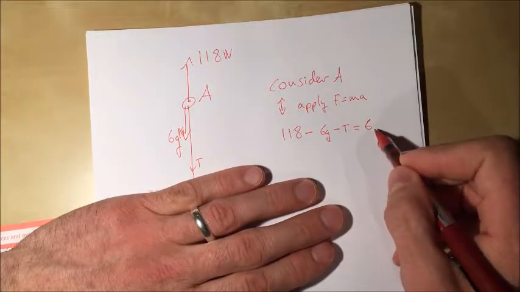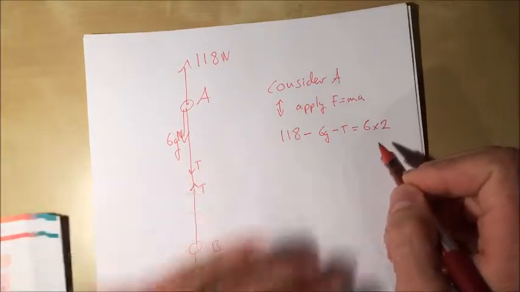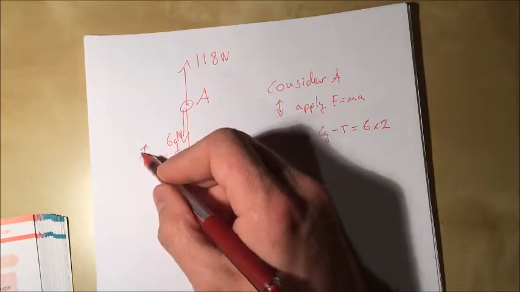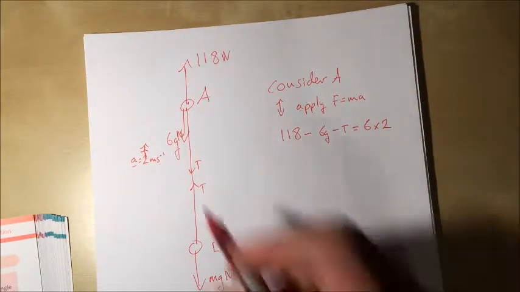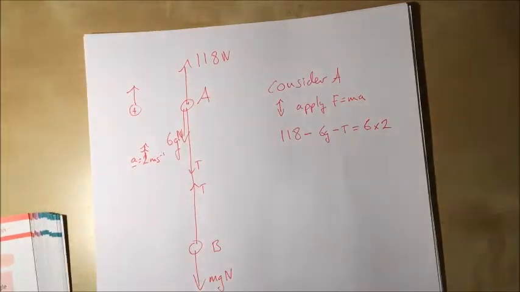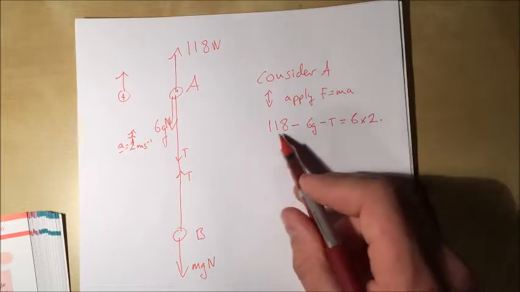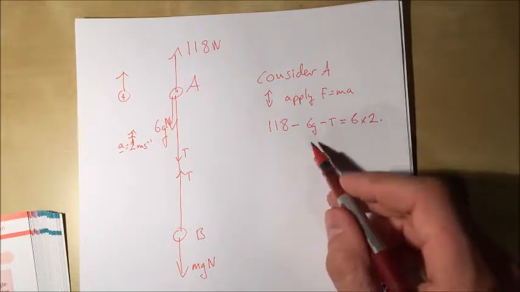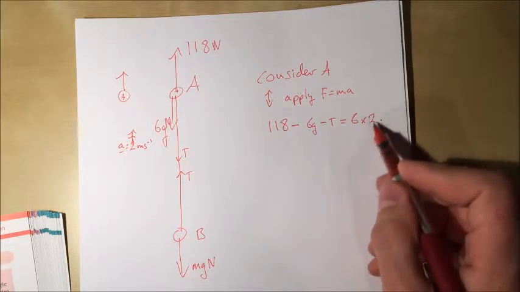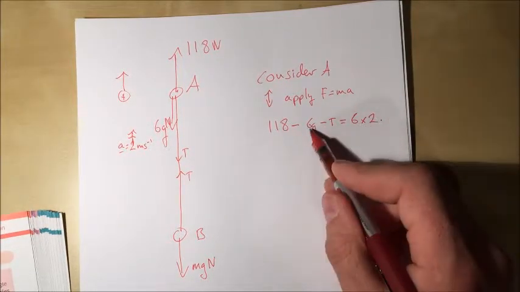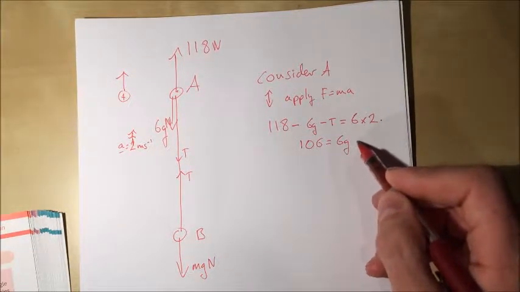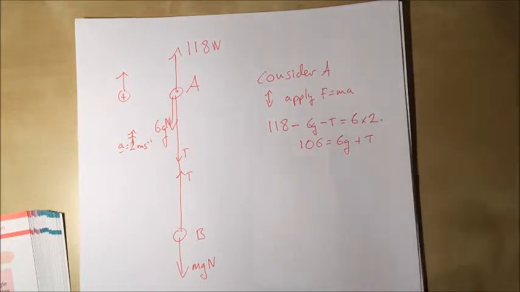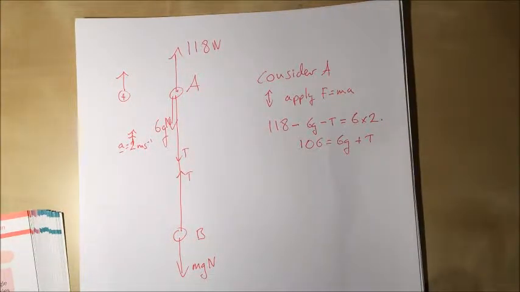The mass is 6 kilograms, and the acceleration, I've not put it on my diagram, is 2 meters per second squared. There we go. And I'm taking upwards as my positive direction. So we can make that a little bit neater. 6 times 2 is 12, so 118 minus the 12, and take these two over the other side, so 106 equals 6g plus T. Oh look, I've just found the tension in the string, which is part B of the question.